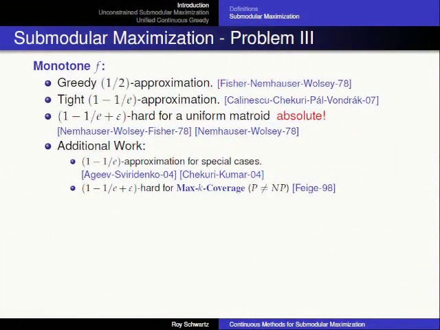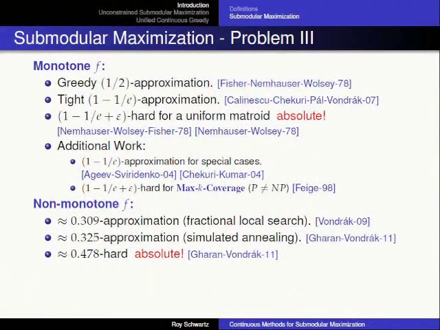Of course, there was a lot of work on special cases, and you cannot forget to mention Uri's hardness result, which is the same, but of course it assumes P does not equal NP for the maximum coverage problem, because it's a special case, and there the function is actually given explicitly in a compact way by the sets themselves. So what is known for the non-monotone case?